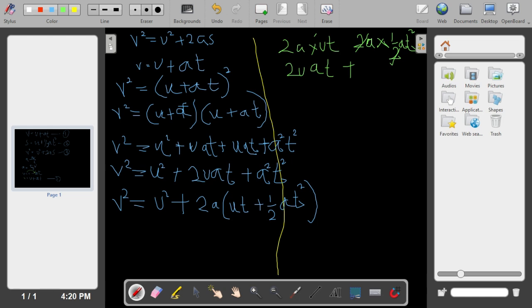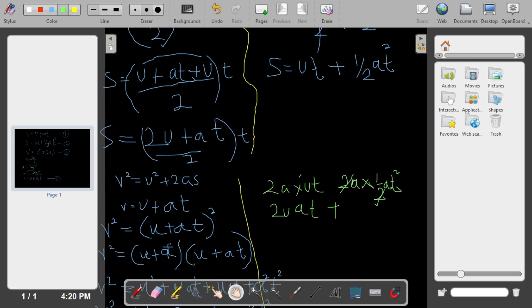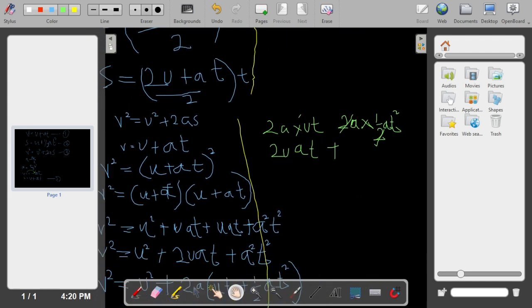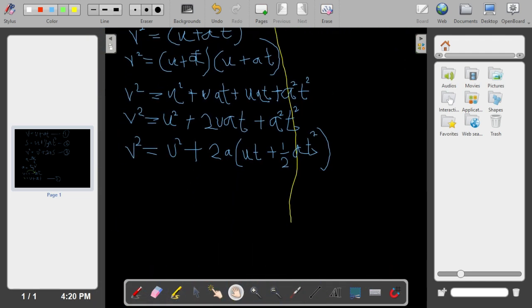But if you recall very clearly, s from our previous equation, s equals ut plus half at squared. So coming back to this, I can replace the whole of what I have in the bracket with s. So eventually this is v squared equals u squared plus 2as. So thank you very much, guys. We just successfully proved the 3 equations of motion.